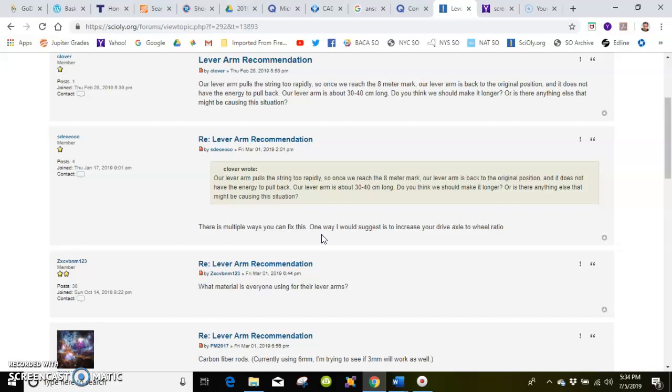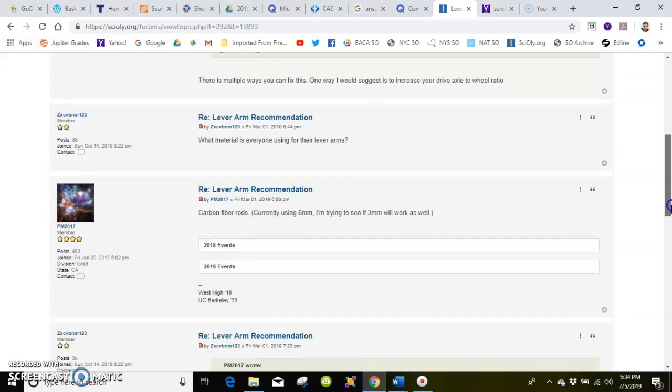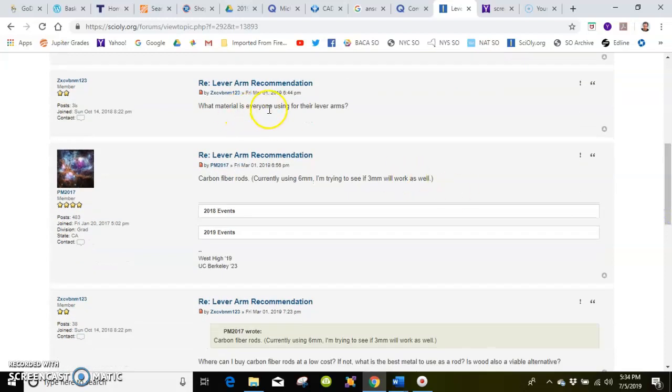But unless you take it and start working with it, it's not going to help. And they want to put this information out because they want to get feedback on their ideas as well. So let's take a look down. Okay, so what materials is everyone using? So carbon fiber. So let's see what they are.